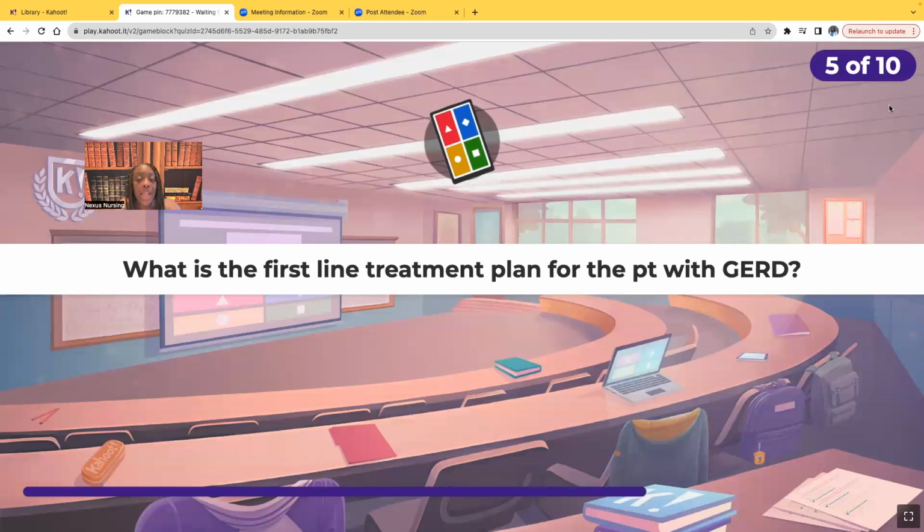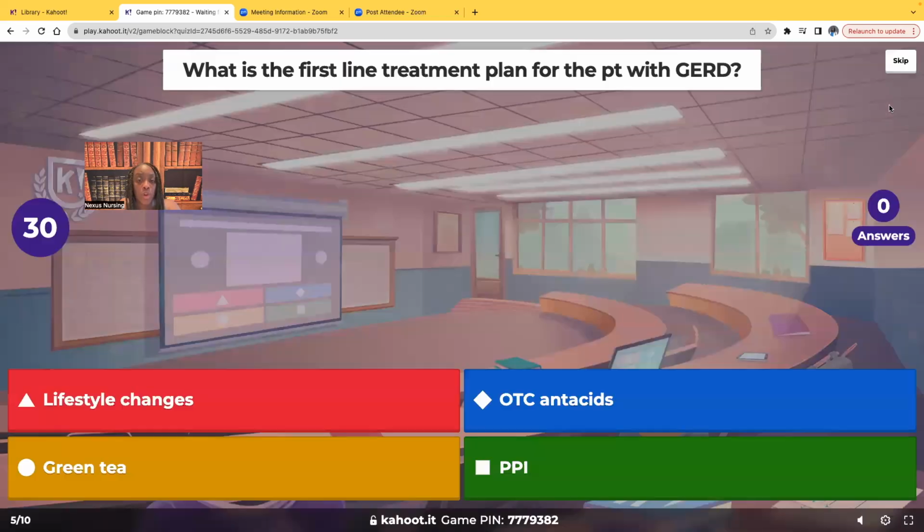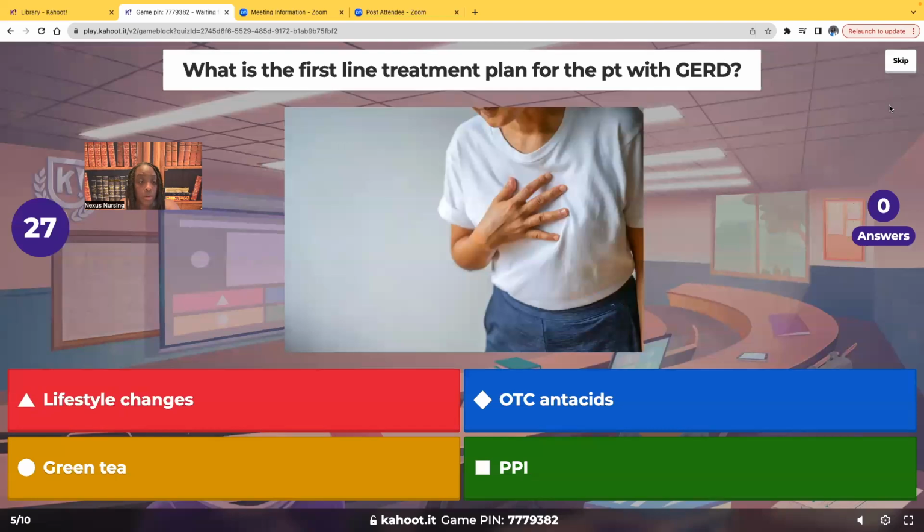Okay, what is the first line treatment plan for the patient with GERD? So your patient's been diagnosed with GERD. What is the first line treatment plan for this patient? Is it going to be lifestyle changes, over the counter acids, a green tea, or proton pump inhibitors?